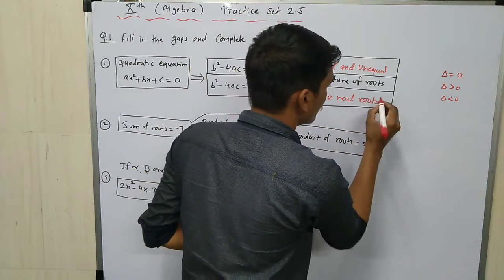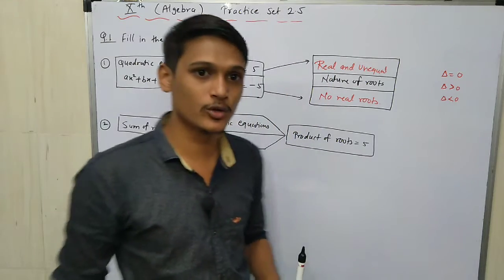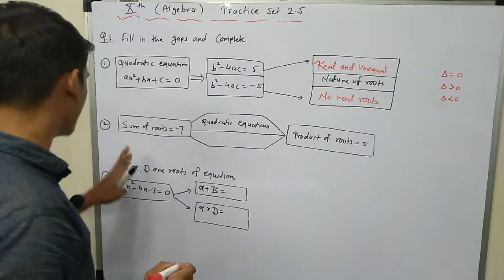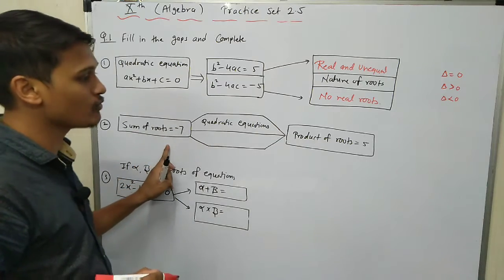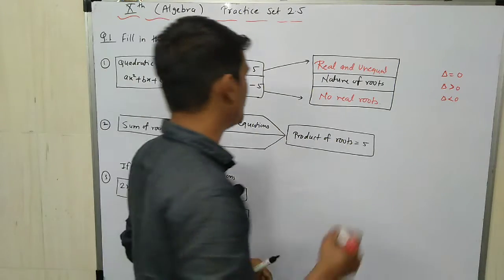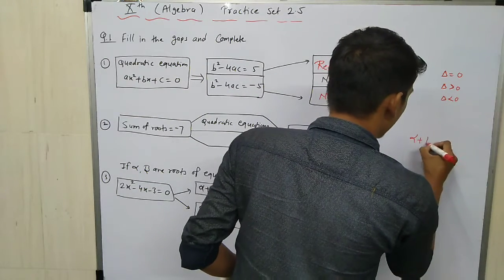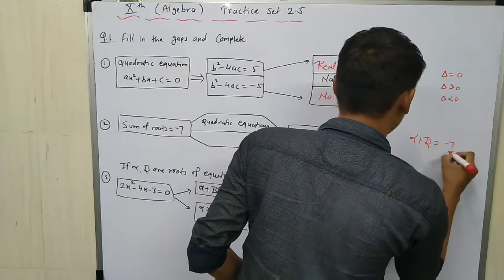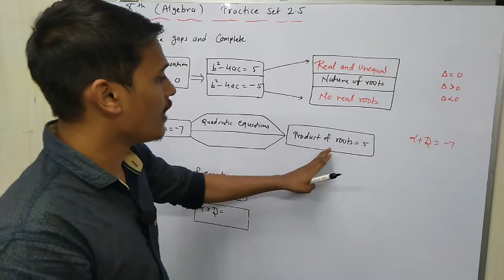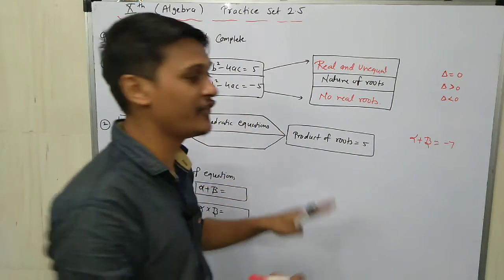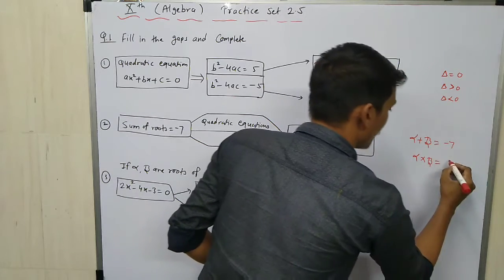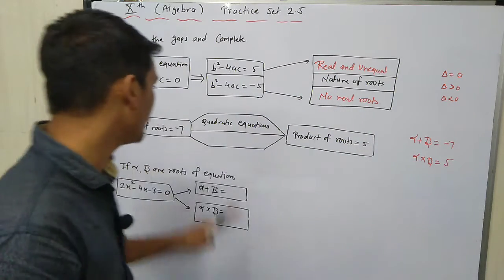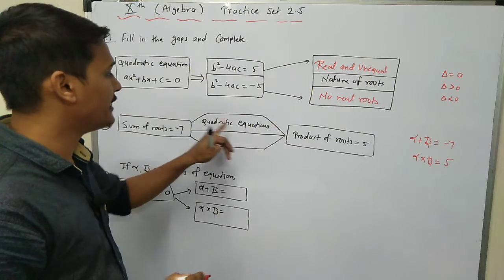Understood. Now second question, sum of roots is equal to minus 7. Sum of roots means alpha plus beta. Alpha plus beta is equal to minus 7. And product of roots, product means alpha into beta, is equal to 5. Understood? And find out the quadratic equation.